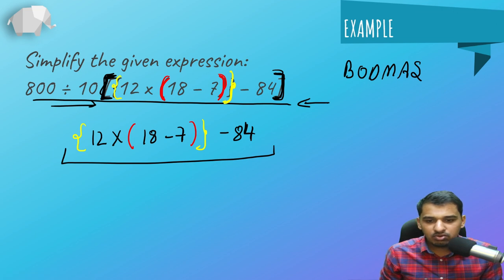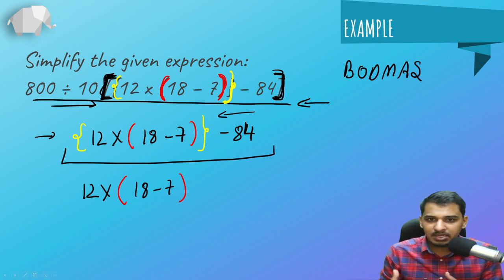So you will again apply the rule of BODMAS. According to the rule of BODMAS, you will again have to search for the brackets. So the bracket is which one? This yellow one. So what has been written inside the yellow bracket? It is 12 into, then this red bracket, then 18 minus 7, then this red bracket ends.